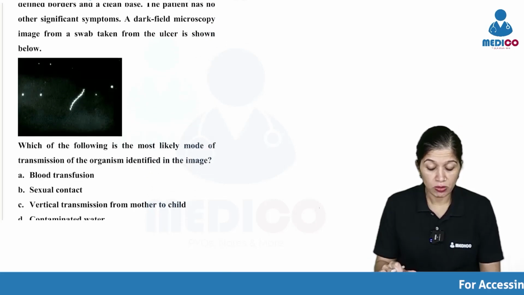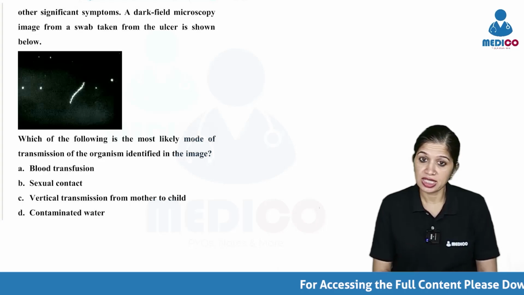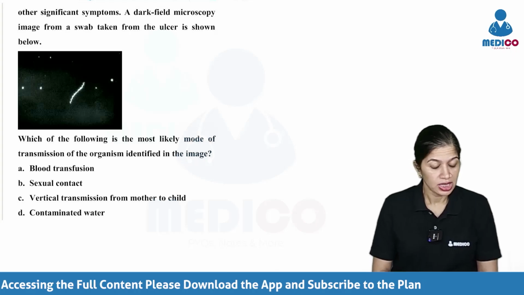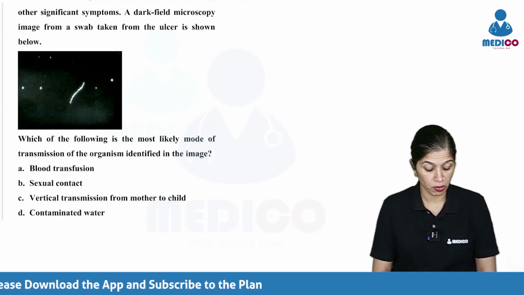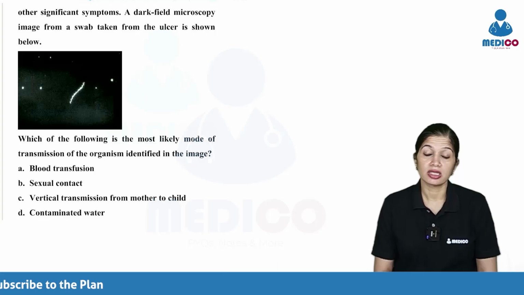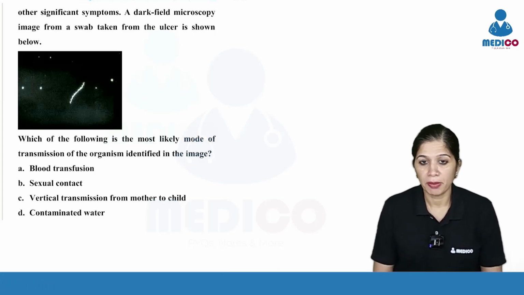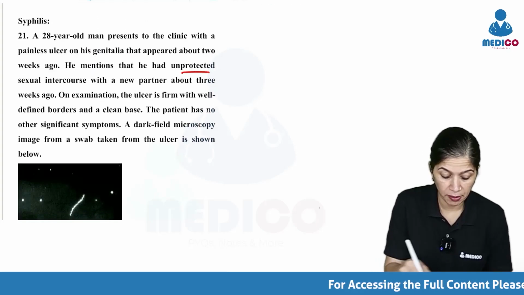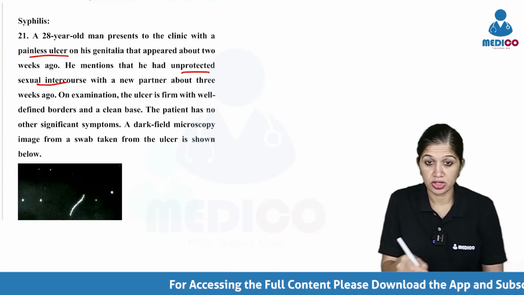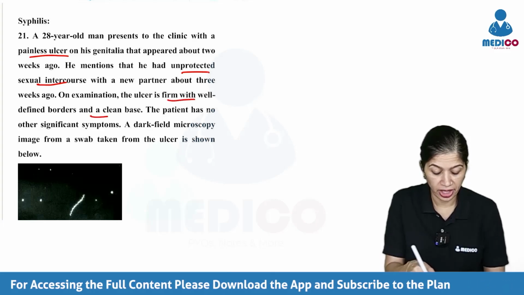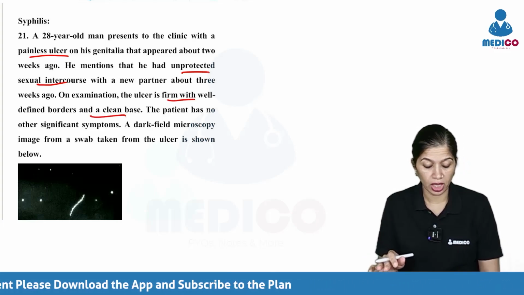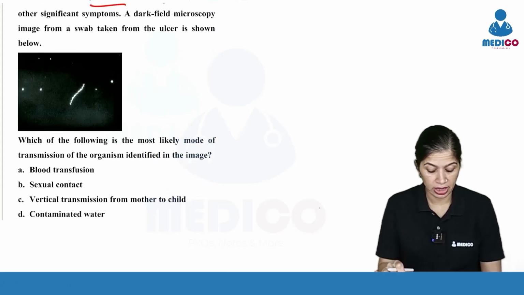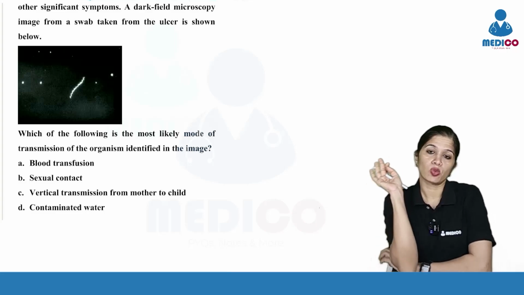Which of the following is the most likely mode of transmission of the organism identified in the image? Is it blood transfusion, sexual contact, vertical transmission from mother to child, or contaminated water? So this is a man who has had unprotected sexual intercourse, and he is coming with a painless ulcer that has a clean base and well-defined borders, no other symptoms. And on dark field microscopy, you are able to see something that is spirally coiled. So what are we discussing here?